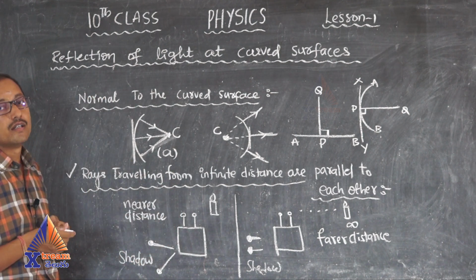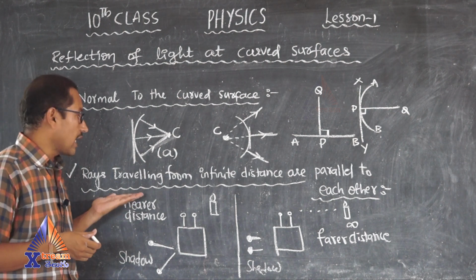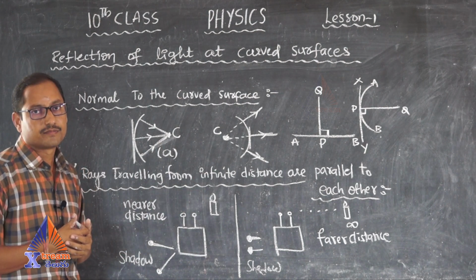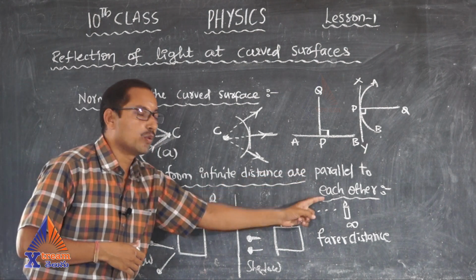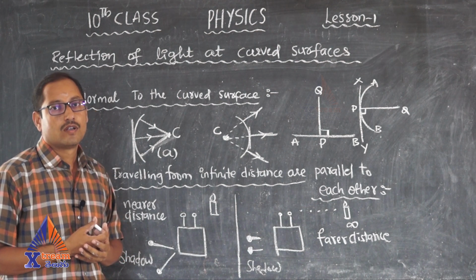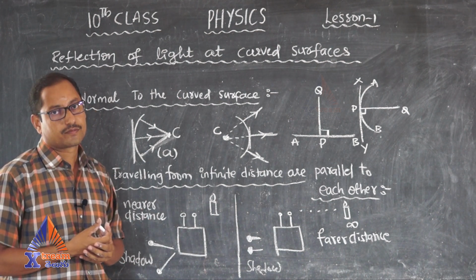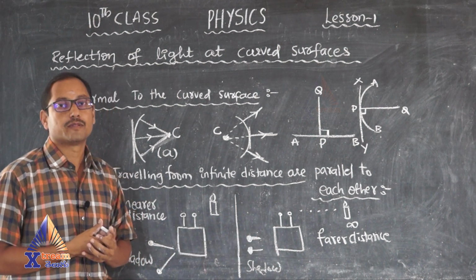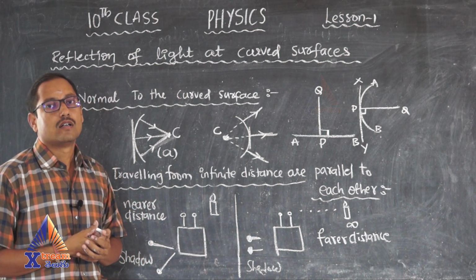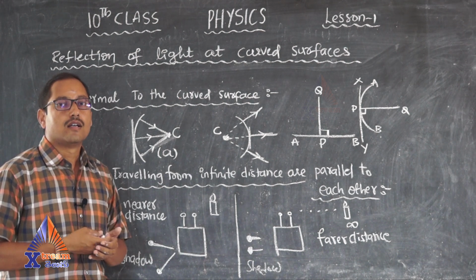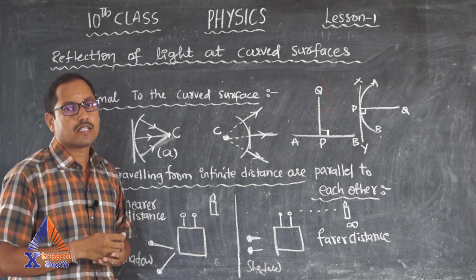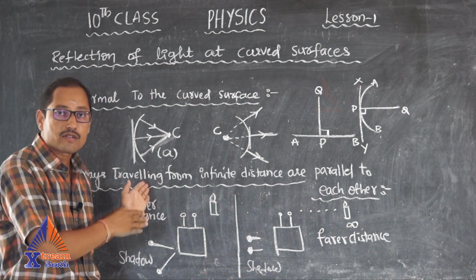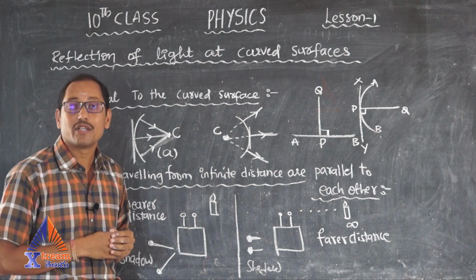That is nothing but rays which are traveling from infinite distance, that is really far distance. They are parallel to each other. To prove this, we have a small activity discussed in our textbook. Before going to that particular activity, let us understand what exactly is the meaning of the rays which are traveling from infinite distance are parallel to each other.